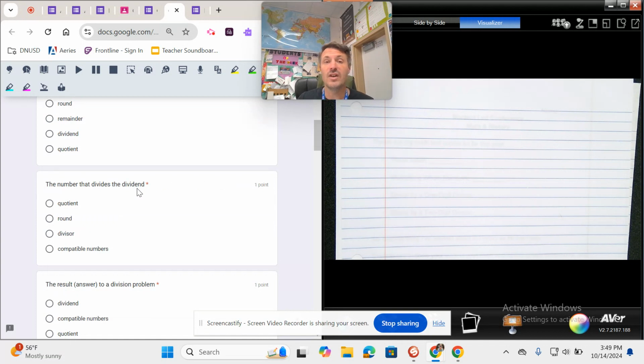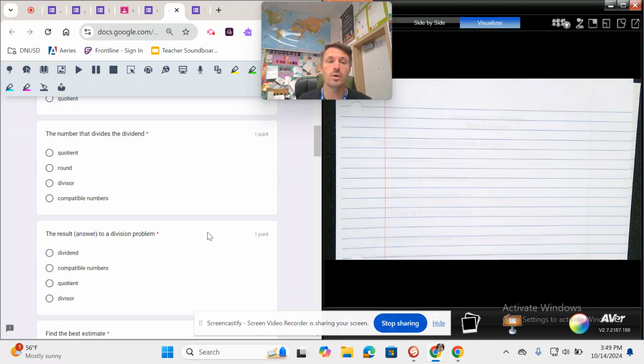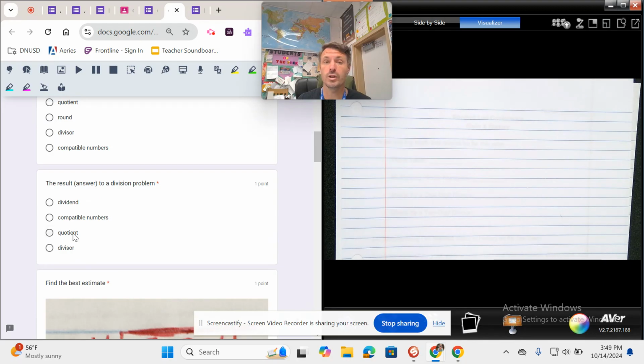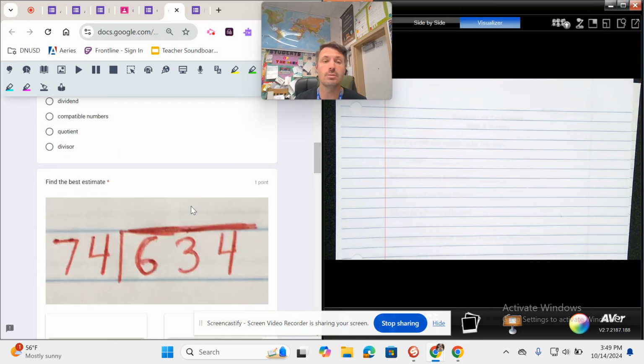The number that divides the dividend, that's the divisor. So in 36 divided by 9 equals 4, 36 would be the dividend, 9 would be the divisor, and 4 would be the quotient, and that's this next one. The result or answer to a division problem, that's the quotient. So in 35 divided by 7 equals 5, 5 is the quotient. That's what you call the answer to a division problem.